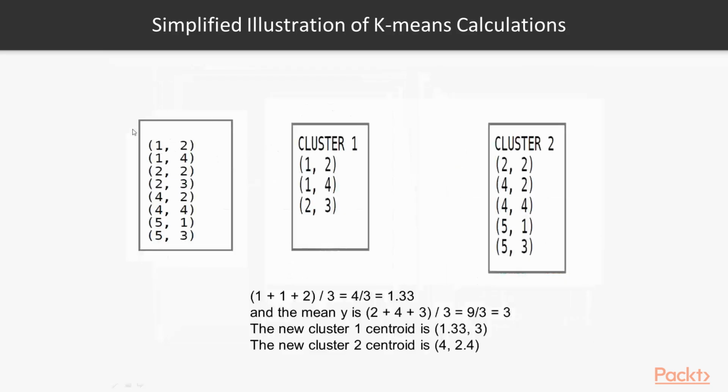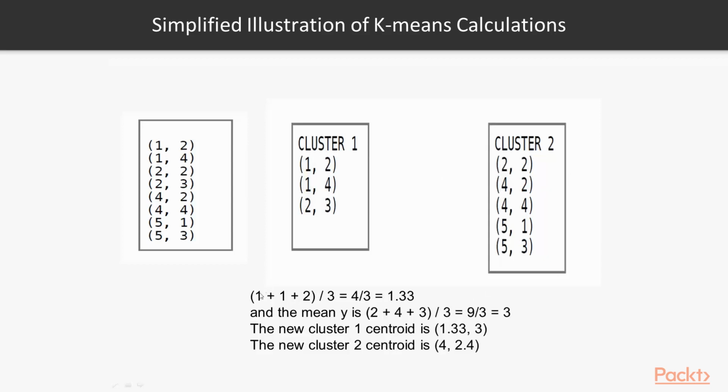Here is a simplified illustration with numbers. Suppose we have these data points, and let's say k is equal to 2. So we want to divide these data into 2 clusters. We randomly choose (1, 4) and (4, 2) as our centroids. Obviously (1, 4) goes into its own cluster, and (1, 2) and (2, 3), based on the Euclidean distance, are in cluster 1, and the other points are in the (4, 2) cluster.